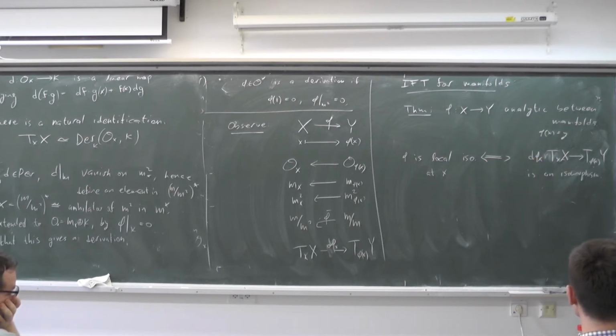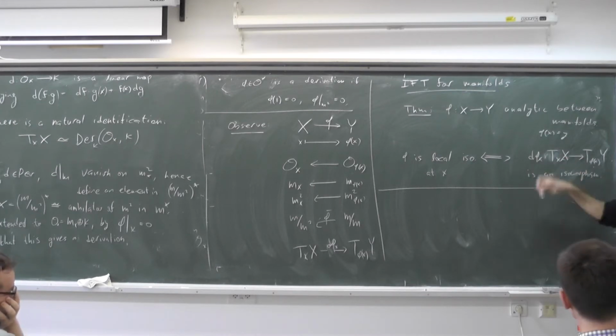Okay? And this is clearly not a coordinate statement. Of course, in local coordinates, I do identify these two spaces, and I'm claiming that d phi is actually an invertible operator.